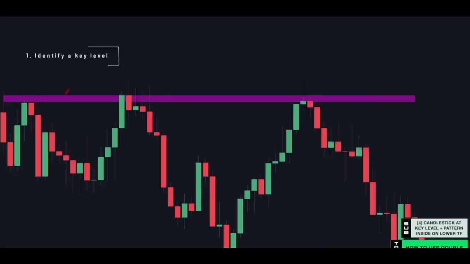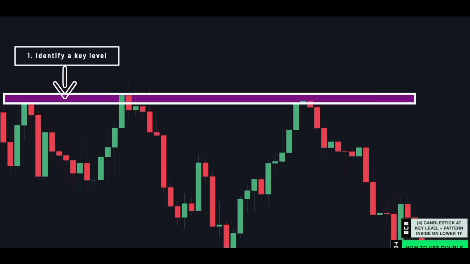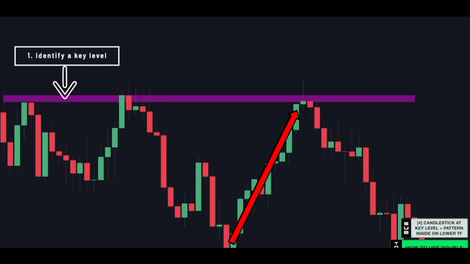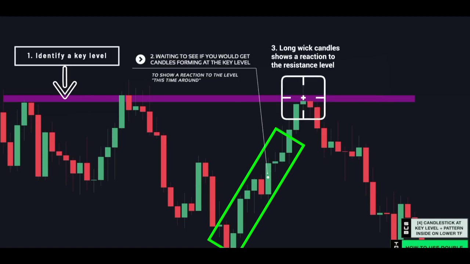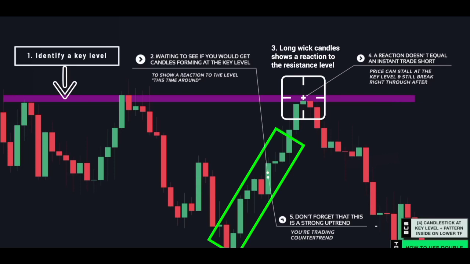So you first look for a key level, which you have through this reversal point here, which gives you a level of resistance. As price comes back up to this level, you were waiting to see if you would get candlesticks forming at the level to show a reaction to the level of resistance, which you got through this long wick candle. But a reaction does not equal a trade, as price can stall at this key level, form the candle, and still break right through. Don't forget that this is a very strong uptrend.